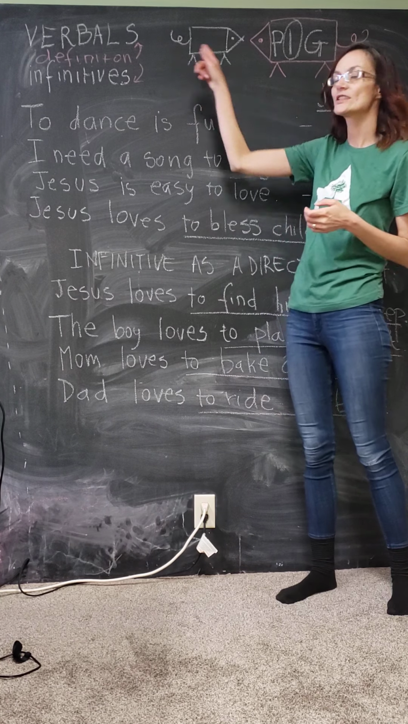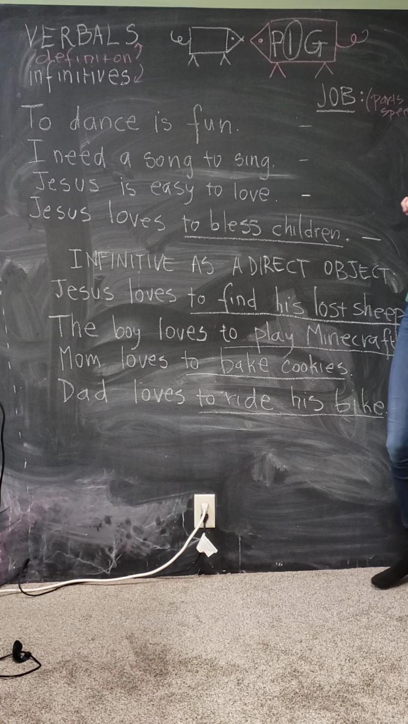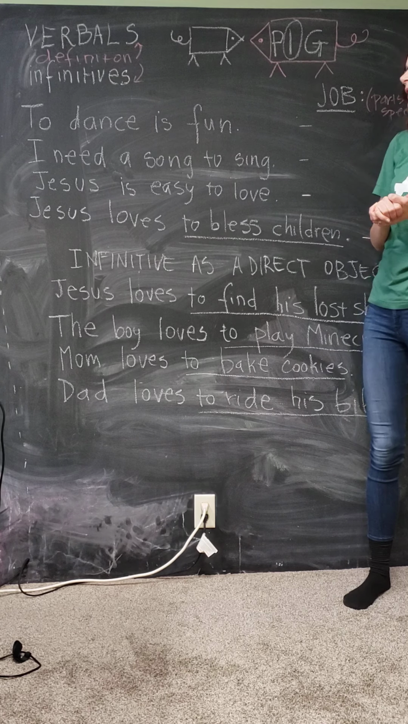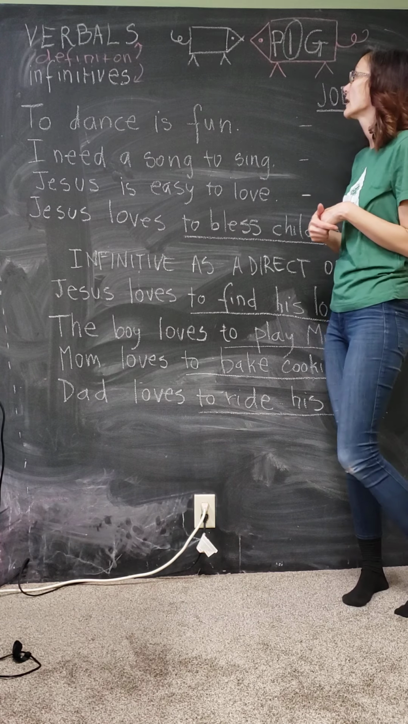Verbals are words in the English language that are verbs, but they are used or have a different job in a sentence than a verb would have. For example, they would have a job as a noun or as an adjective, as an adverb, and I will go over some examples later, but that's what they are.